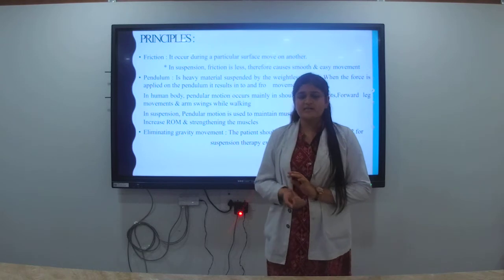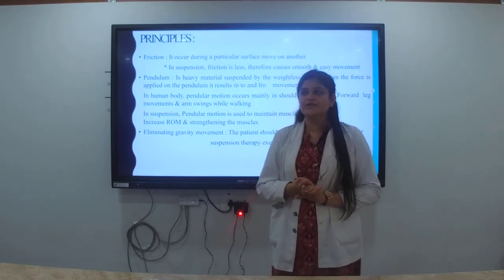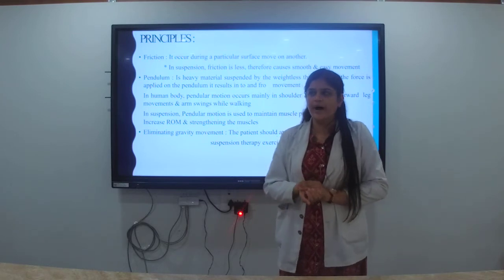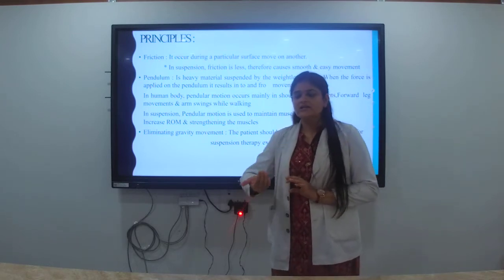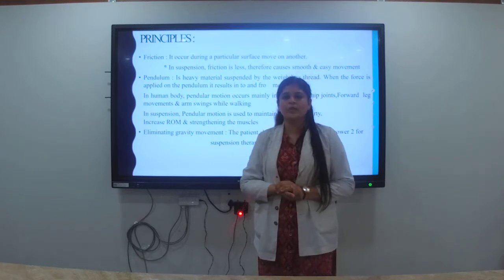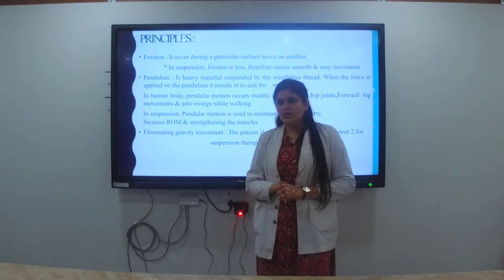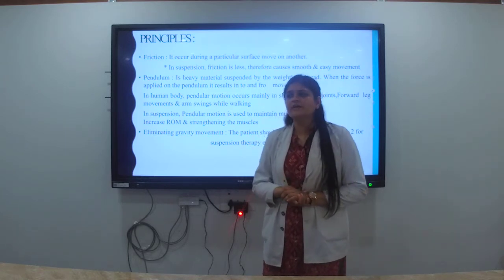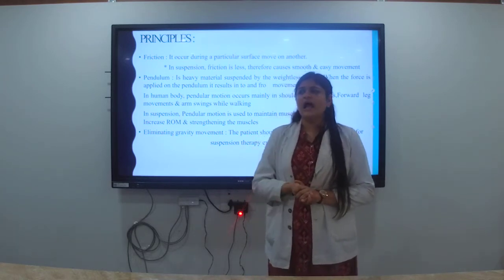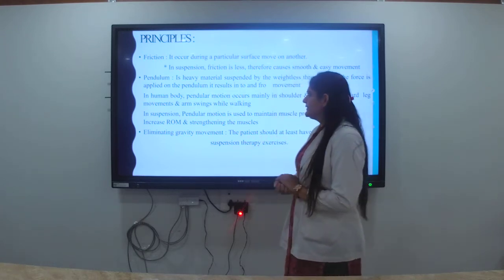When we talk about suspension therapy, we work in at least minimum grade 2 patients. The patient should be having some power at least. Then there is a scope of suspending the limb and bringing about some movements. If the patient does not have any power, then the only type of suspension that can be used is vertical suspension, and that can help in relieving bed sores and etc. That I will talk further.